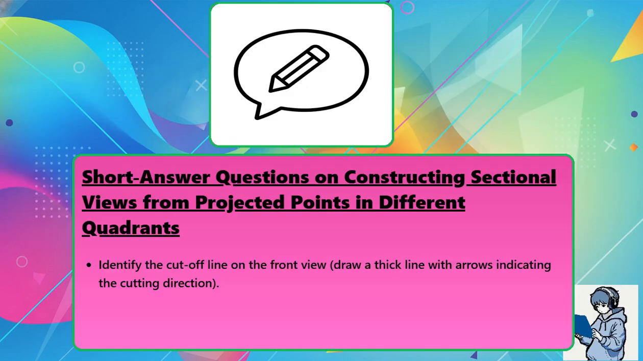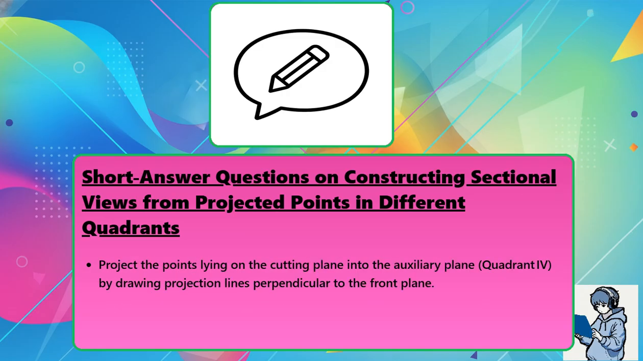Answer: C. Identify the cutoff line on the front view. Draw a thick line with arrows indicating the cutting direction. Draw the cutting plane as a line at 45 degrees within the front view quadrant. Project the points lying on the cutting plane into the auxiliary plane quadrant 4 by drawing projection lines perpendicular to the front plane.